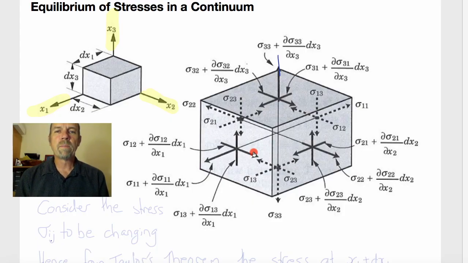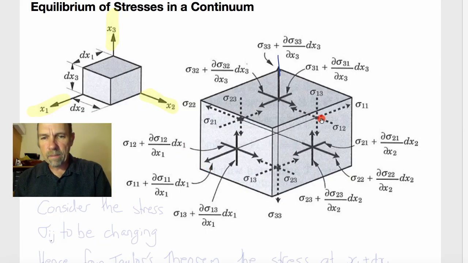But in general, the stresses in a continuum would be continuously varying. So we need to come up with a derivation for the equilibrium condition on the stresses in a real non-homogeneous continuum. To do that, we're going to start by considering this elemental parallelepiped with infinitesimal dimensions dx1, dx2, and dx3.